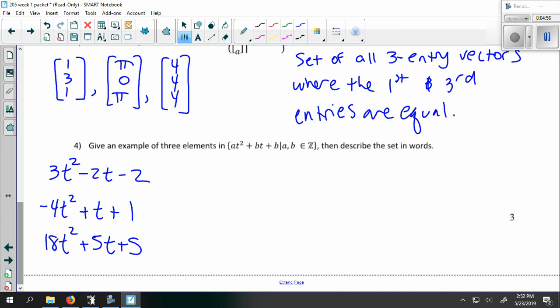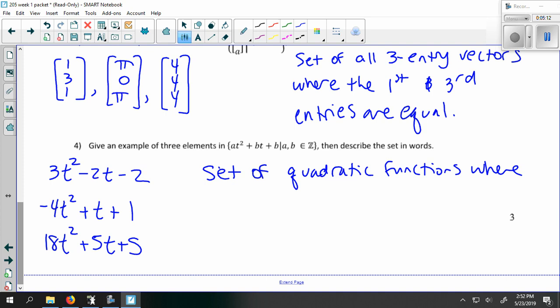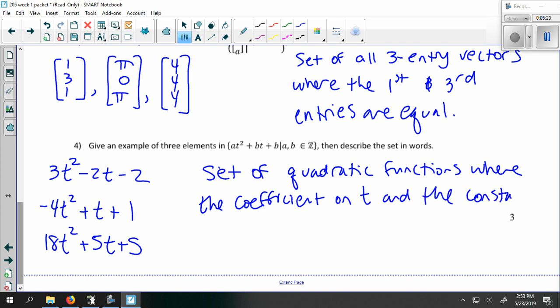So to describe this in words, I would say it's the set of quadratic functions where the coefficient on t and the constant term are equal.